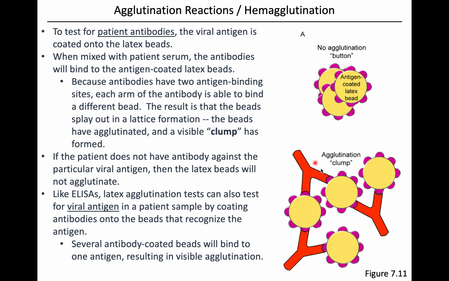And because the antibodies are branched and they have these two arms, each of which can bind antigen, you get clumps of these beads that you can actually visualize on a microscope. So if you get this clumping, that means that you have a positive result, right? That particular sample contained antibodies against the virus, meaning they had been or currently are infected with that virus.